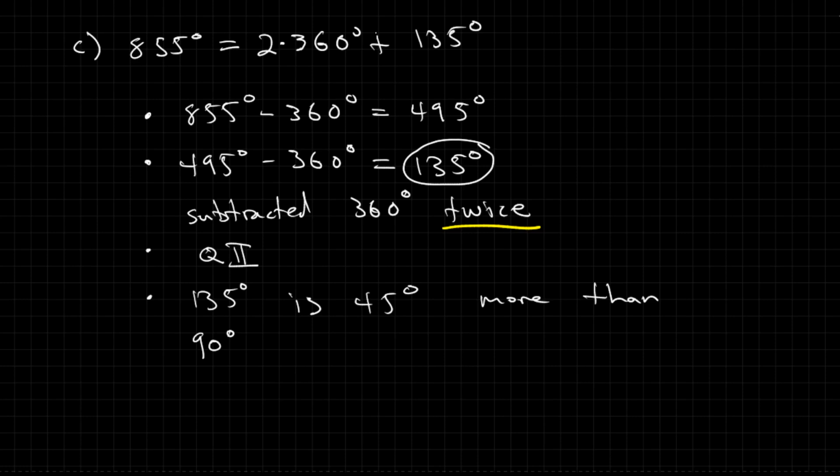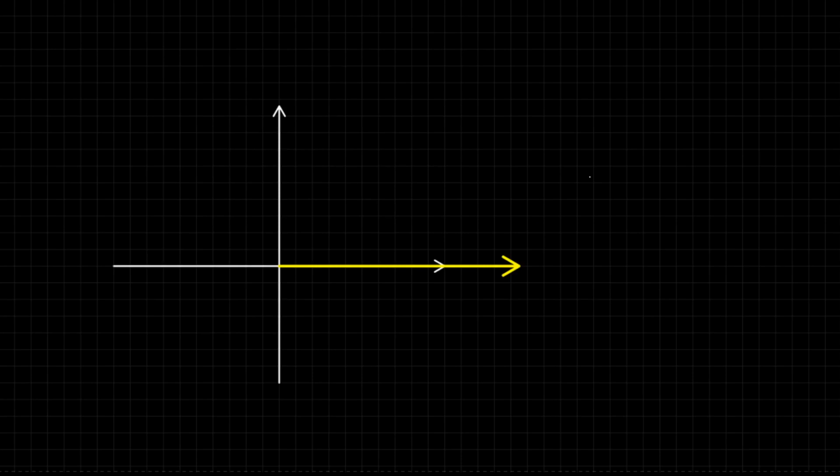And so to draw this angle, we're going to do 2 full revolutions. That's 2 times 360 degrees. And then we're going to go 135 degrees more after that. So we'll start by indicating that we have to go around 2 full revolutions. And you can do this by just drawing a circle like this, a little spiral, if you will.